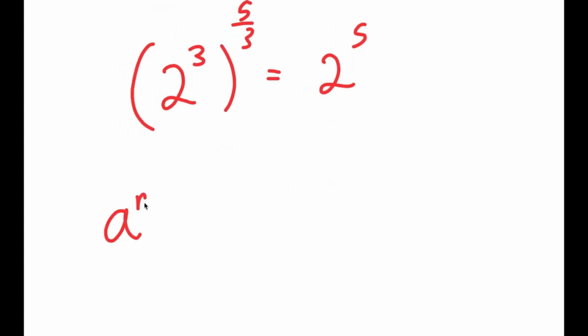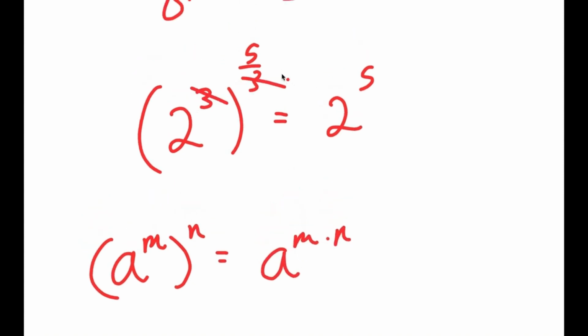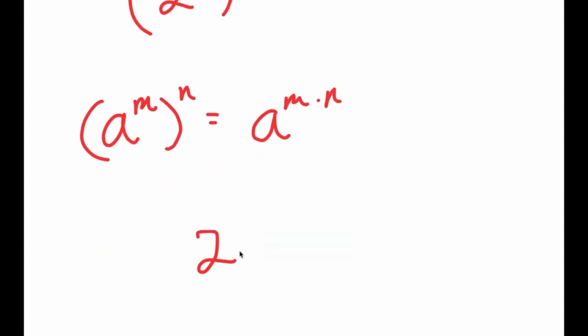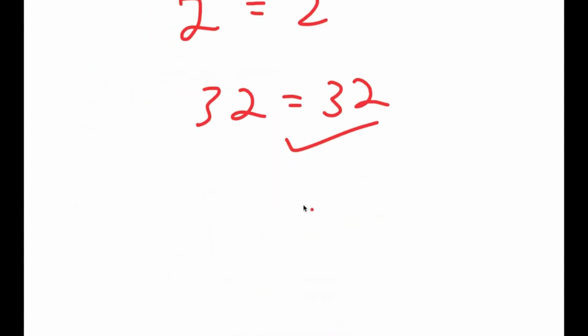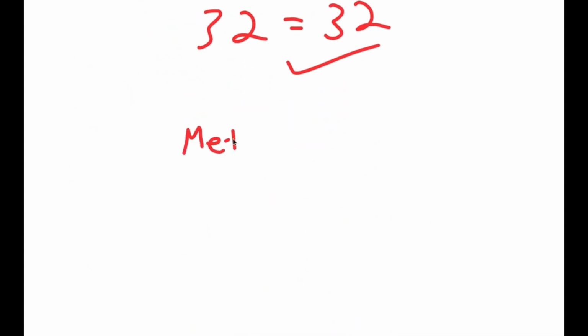And if I have something in the form a to the power of m to the power of n, this is equal to a to the power of m times n. So these two 3's cancel out, and I get 2 to the power of 5 is equal to 2 to the power of 5, or this is the same thing as 32 is equal to 32. This is right. Now, I also have a second method of solving this problem.